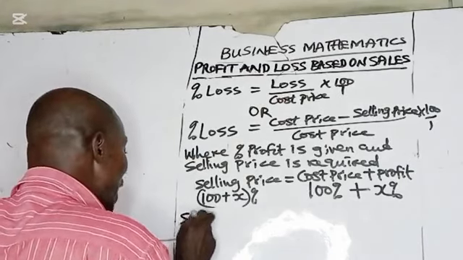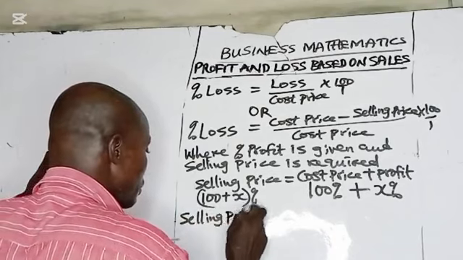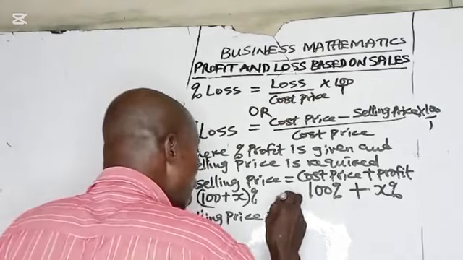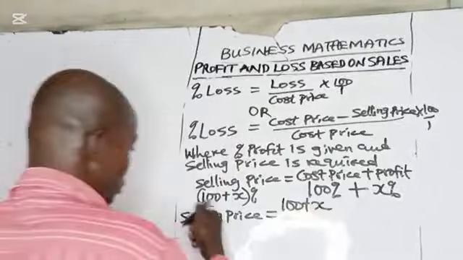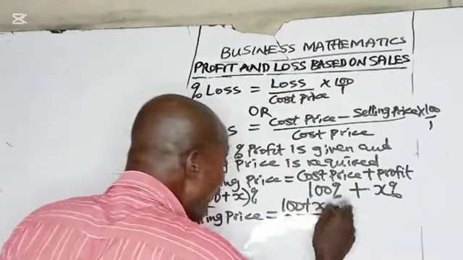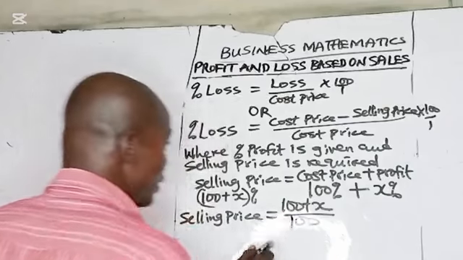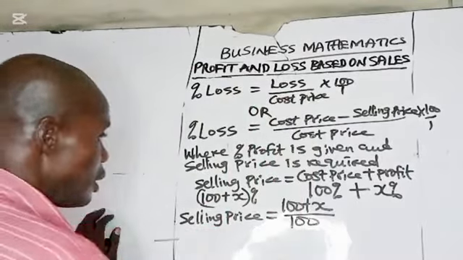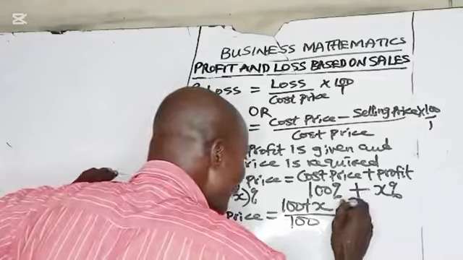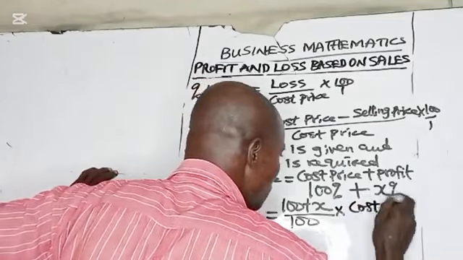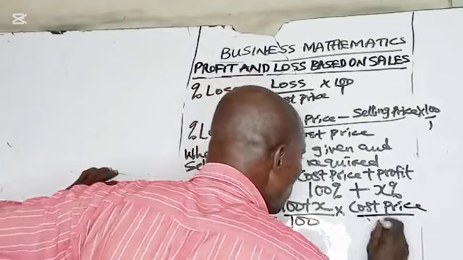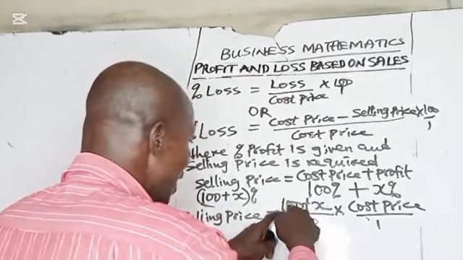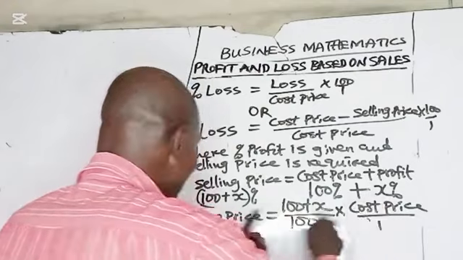Therefore, the selling price is what we want to calculate. So it will now be 100 plus X, which is our selling price, over cost price. The denominator will always be cost price. In this formula, where the percentage profit is given, the denominator is cost price. So over cost price, times the cost price given in the question. This will give you the selling price required. Take note of that. So where this is 2%, then you have 102% over 100 times cost price. That will give you the selling price.